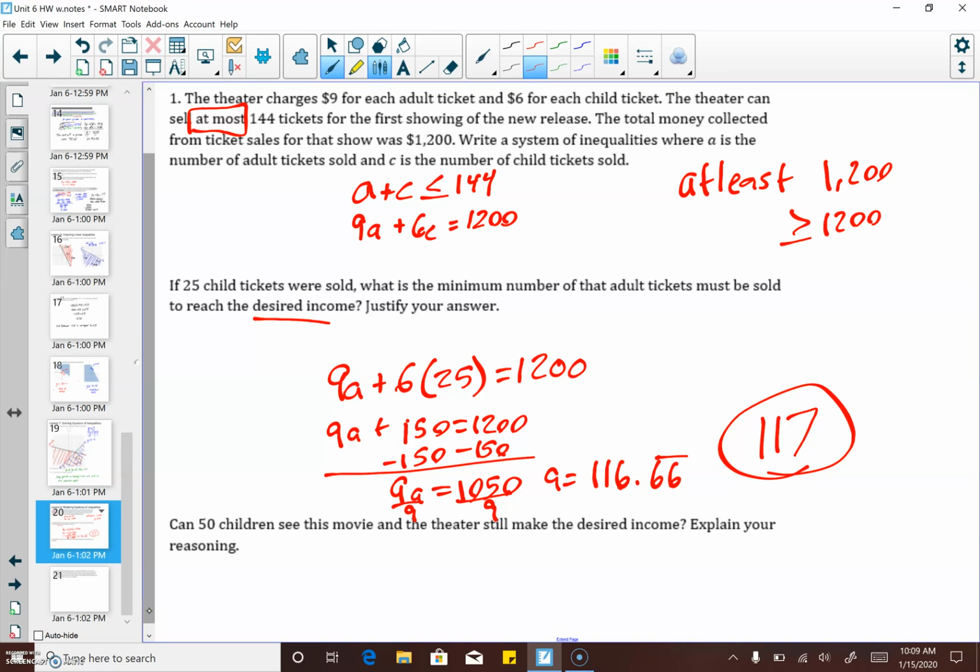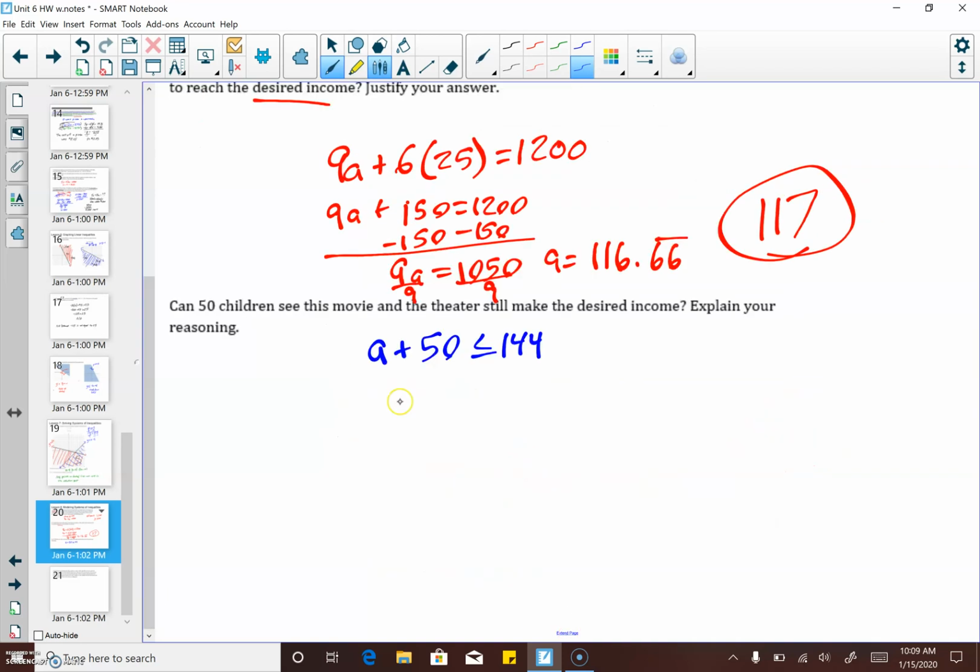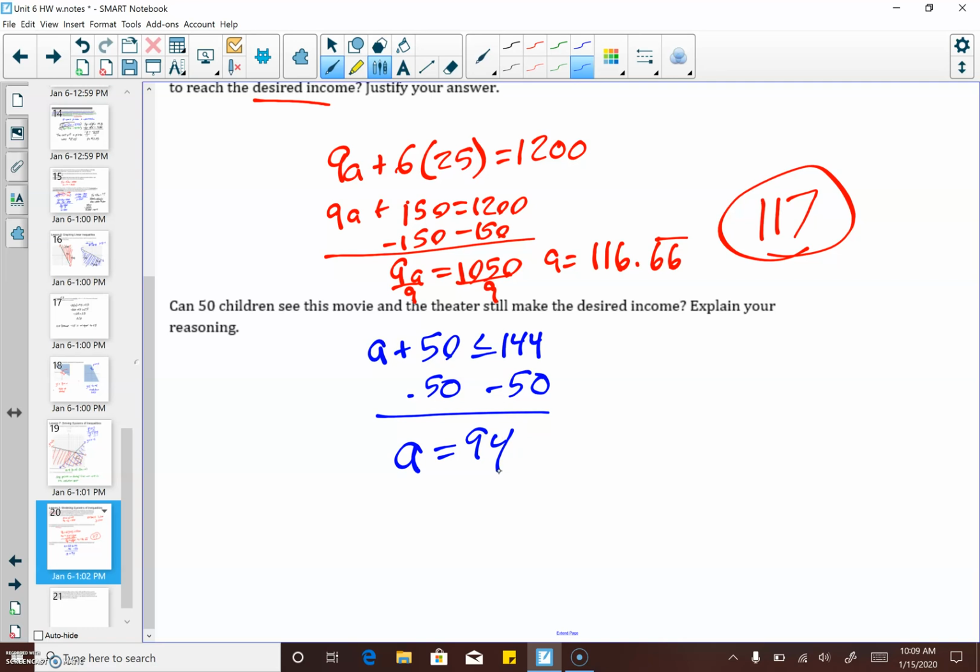Can 50 children see this movie and they still make enough money? Well, if we go to our original equation, or original inequality, I should say, if 50 children see the movie, that means that they are only allowed to sell 94 adult tickets. So if we plug that into our second one about the money, 9 times 94 plus 6 times 50, and we need that to equal the 1,200, or realistically be greater than or equal to that 1,200.